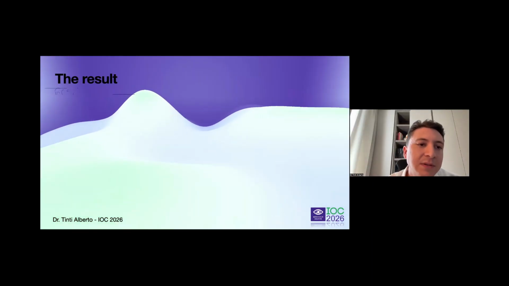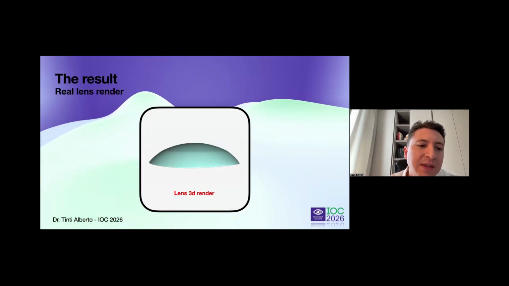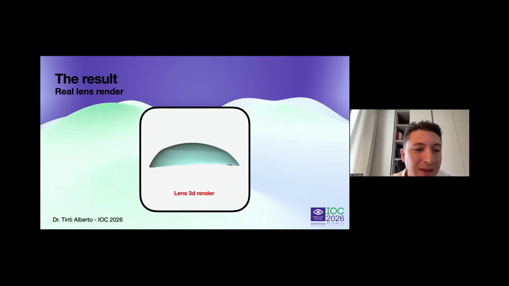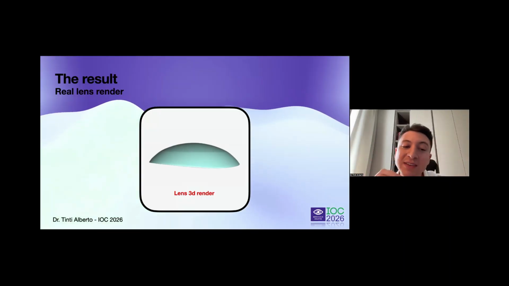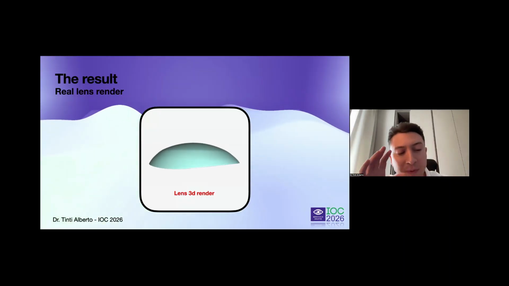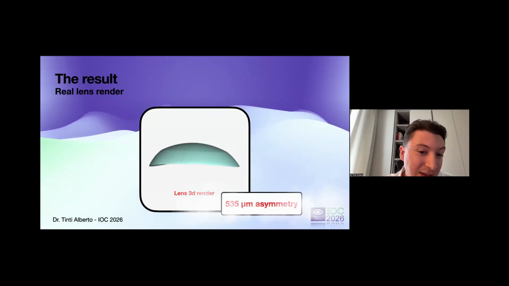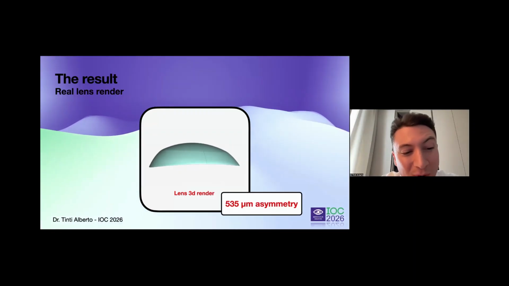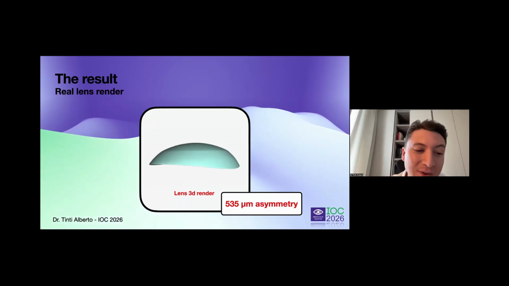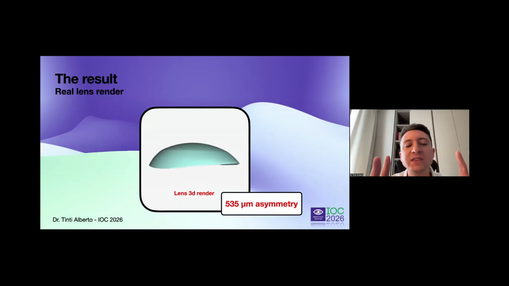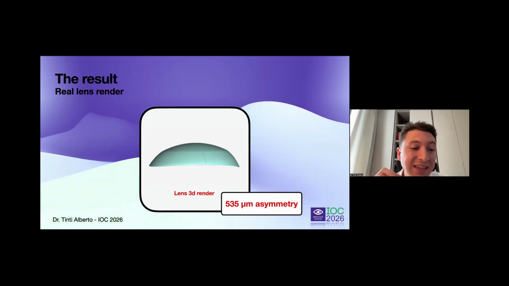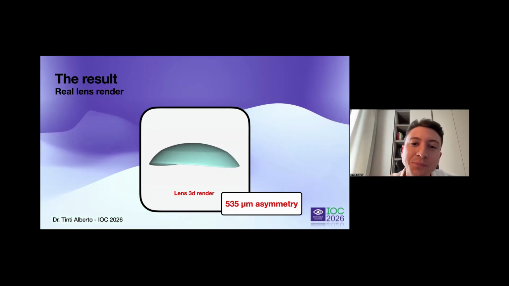So let's see the results. This is the final lens render. And as you can see here, this is an extremely asymmetric lens. This is not a standard geometry. It is a lens specifically designed for this eye. It's interesting to know that the asymmetry reaches over 500 microns. So this gives you an idea of how complex this corneal surface really is and how much the lens needs to adapt to match it.